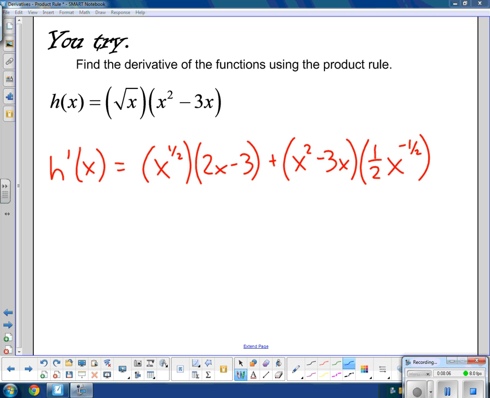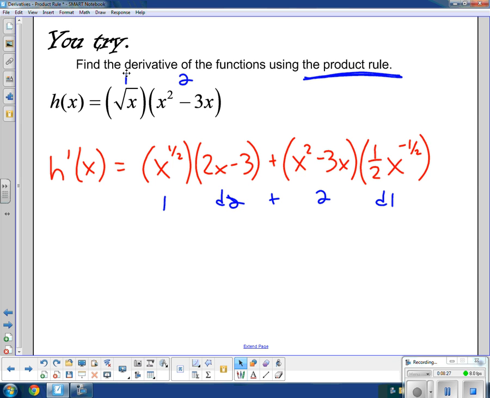So here's the derivative of our third. We've got our two pieces, our products, our first part and our second part that are being multiplied together, indicating that we should use the product rule in order to find the derivative. So here's my 1 d2 plus 2 d1 idea. And again, we don't have to simplify this right at this second, unless I was being asked to do something further with it. In order to just find the derivative, this would be a perfectly acceptable answer.